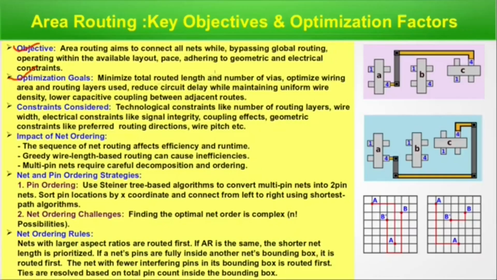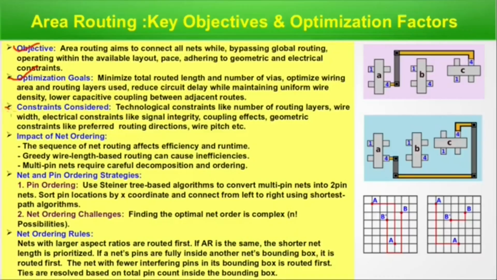Optimization goals: minimize total routed length and number of vias, optimize wiring area and routing layer use, reduce circuit delay while maintaining uniform wire density, and lower capacitive coupling between adjacent routes. So these are the optimization goals.